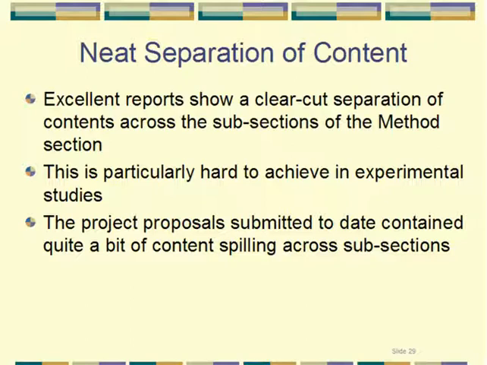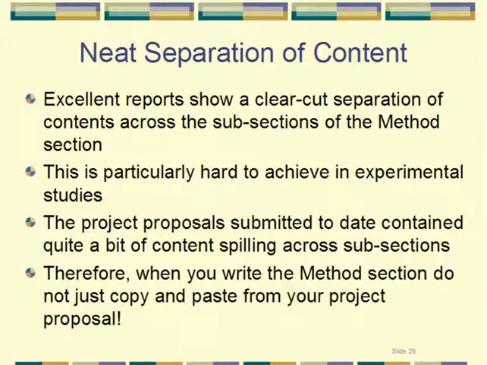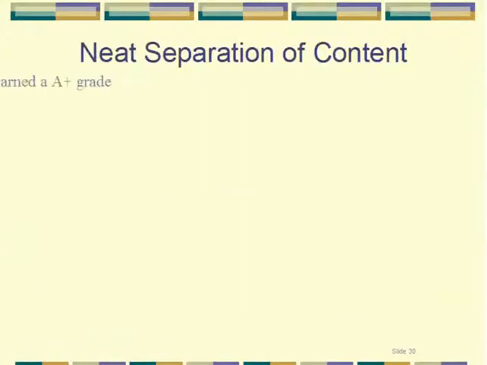The project proposal submitted to date contained quite a bit of content spilling across subsections, so the implication for you is, therefore, when you write a method section, do not just copy and paste from your project proposal. You can use that text as a basis, but you have to focus on the separation of content across subsections. Let's look at an example. This is a Year 1 practical report that earned an A+ grade.